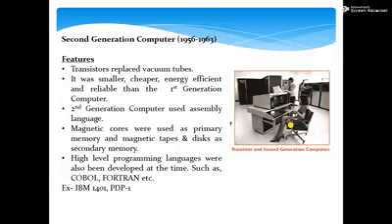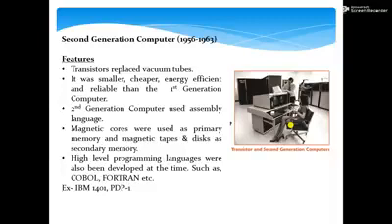A transistor is a semiconductor device used to amplify or switch electronic signals and power. It replaced vacuum tube in second generation of computer. Because of its small size, it consumed low power and had low cost. Next feature is it was smaller, cheaper, energy efficient and more reliable than the first generation of computer.